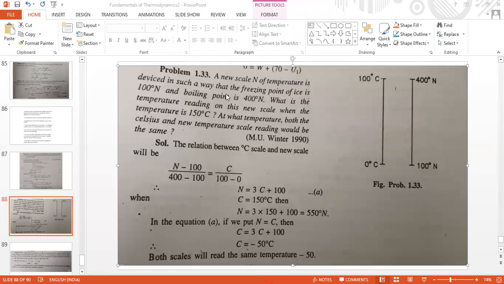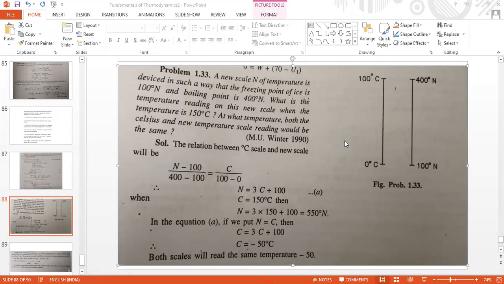Now, in this scale, the freezing point of ice is to be marked as 100 Newton and boiling point as 400 Newton. What is the temperature reading of this new scale when the temperature is 150 degrees centigrade? At what temperature would both the Celsius and new temperature scale readings be the same? Did you understand this problem first? This was given earlier in the examinations. Is the problem visible to you?